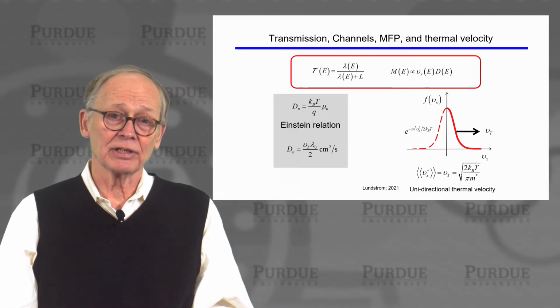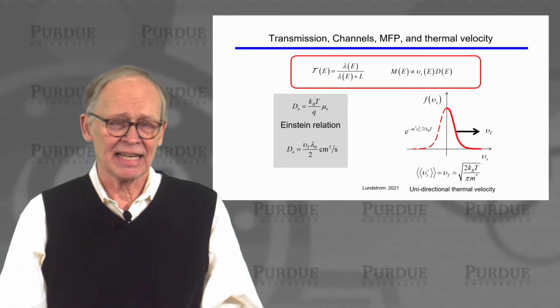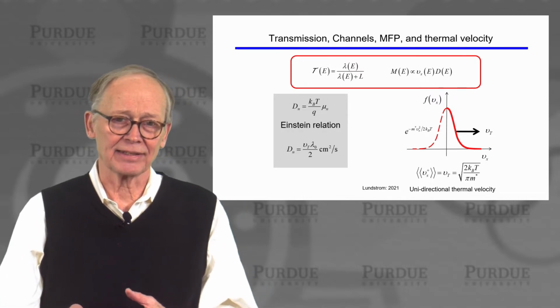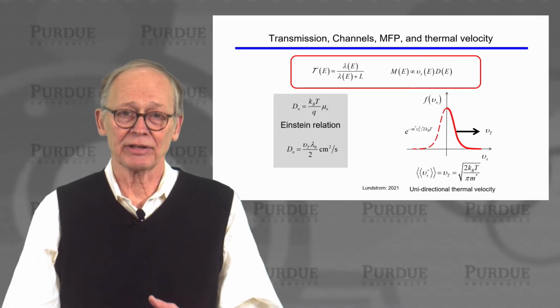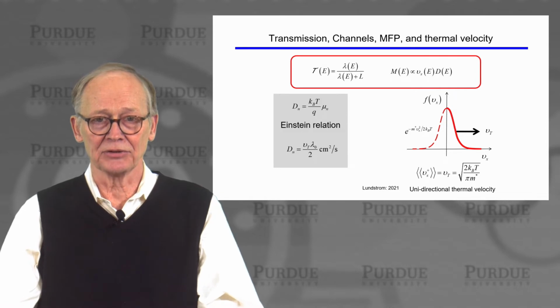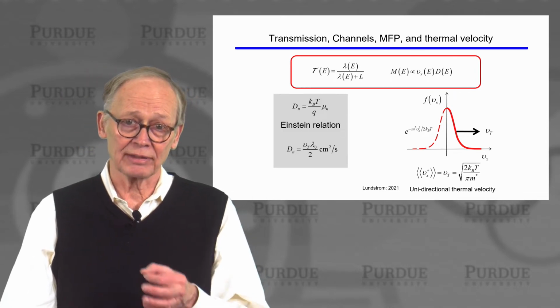Another parameter in the current equation is the number of channels, M of E. And these are like the lanes on a highway that carry the flow of traffic on a highway. Channels carry the flow of electrons in the device. There has to be a state to hold the electron.